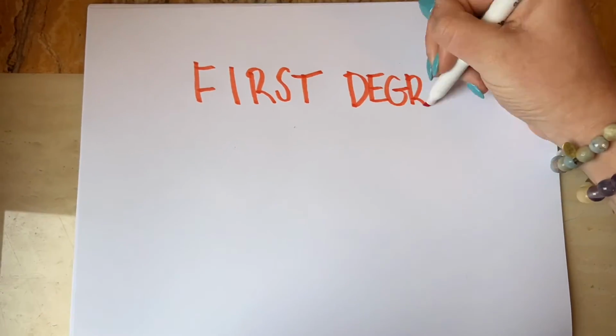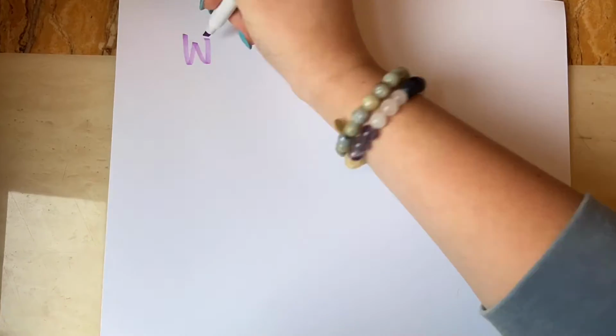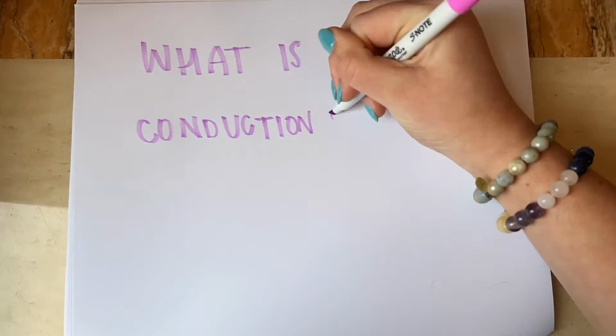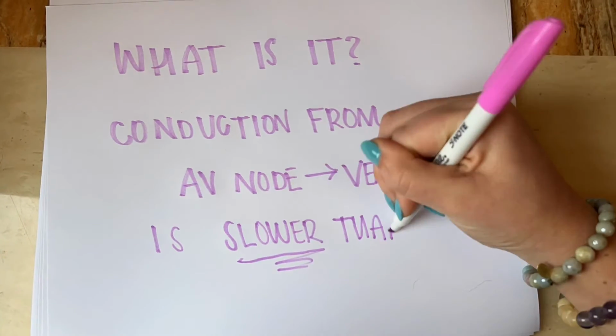Hey everyone, today I am going to be describing and explaining first-degree heart blocks. So what exactly is a first-degree heart block? It is when the atrial impulses that are conducted through the AV node into the ventricles are slower than normal.